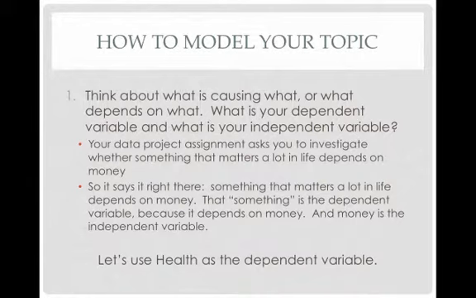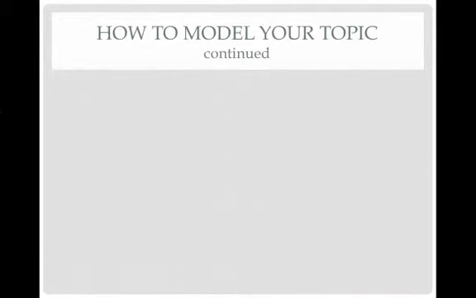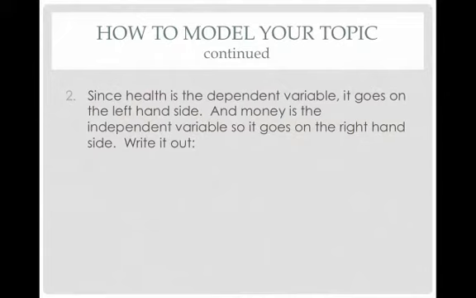All right, now I'm going to use health as a dependent variable because it's easier to say, just as an example. It could be what you use. Okay, so health is a dependent variable. It's something that matters a lot in life. It's going to go on the left-hand side. And money is the independent variable, so it's going to go on the right-hand side. So the first thing to do is write out your model with words. So here, health is a function of money.